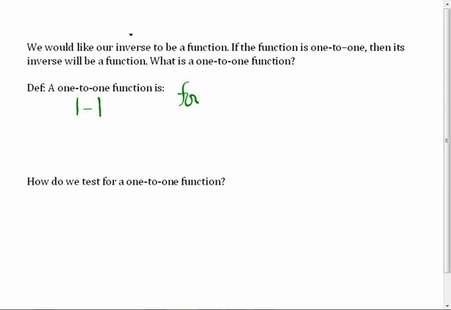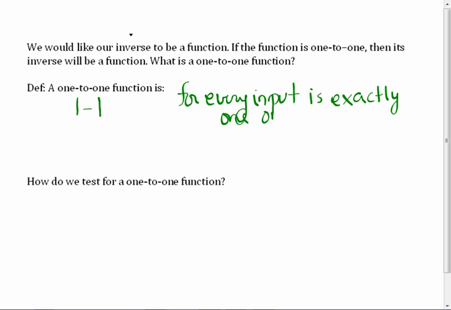For every input, when they say exactly, that means it has to exist. It can't be any more than one. Yes, it will pass the horizontal line test. Exactly one output. So for every input, there has to be an output.